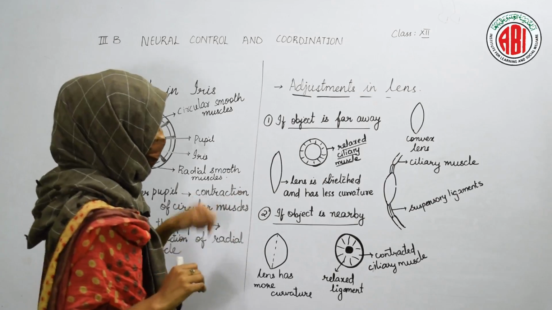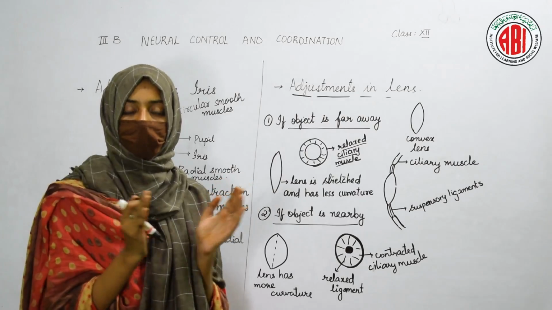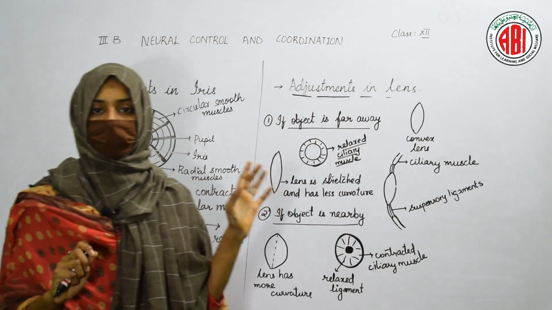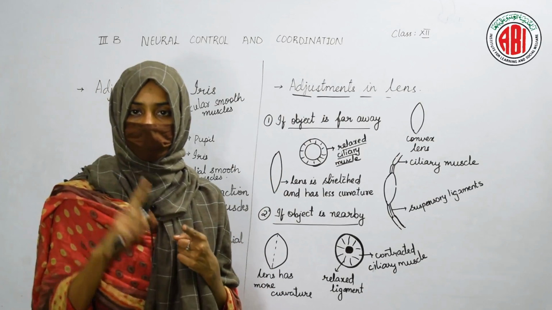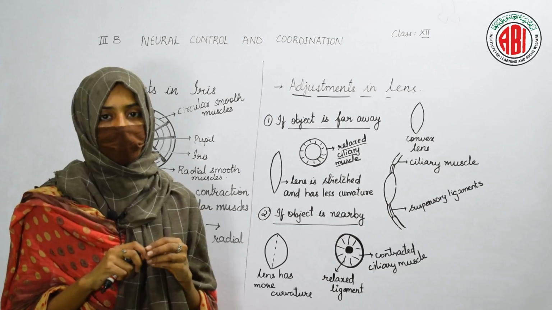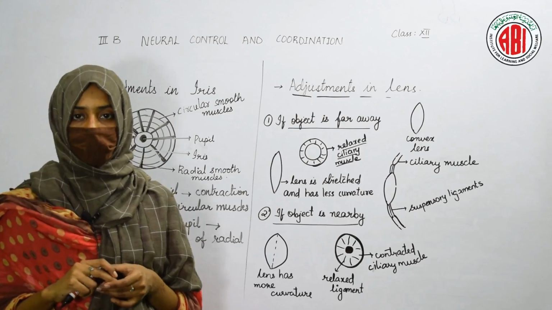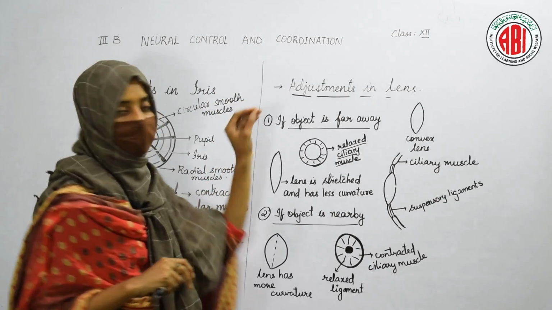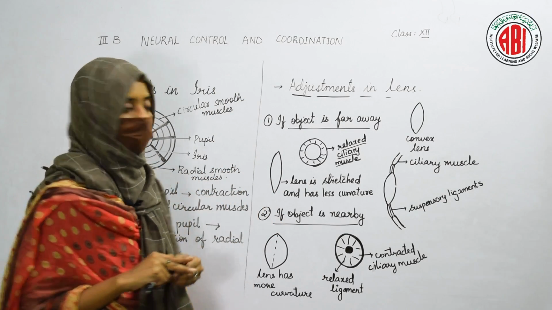Now, if the object is nearby you, then the ciliary muscles get contracted. Due to the contraction of the ciliary muscles, the ligaments become loose and would not stretch, and as the suspensory ligaments would not stretch, the lens will also not be stretched, and the lens shows more curvature. It has more curvature in case 2 if you want to see the object that is nearby you. So these are the two situations in which you can see the different adjustments in the lens, due to which the visualization of different things is possible.